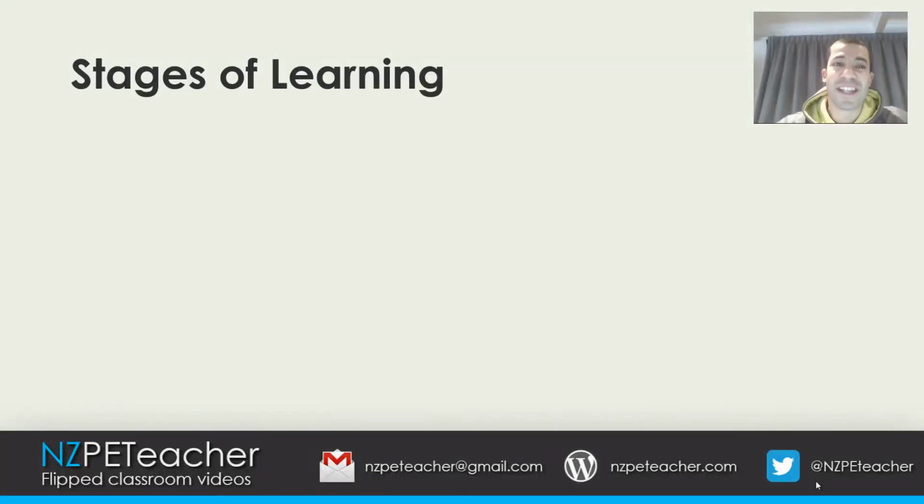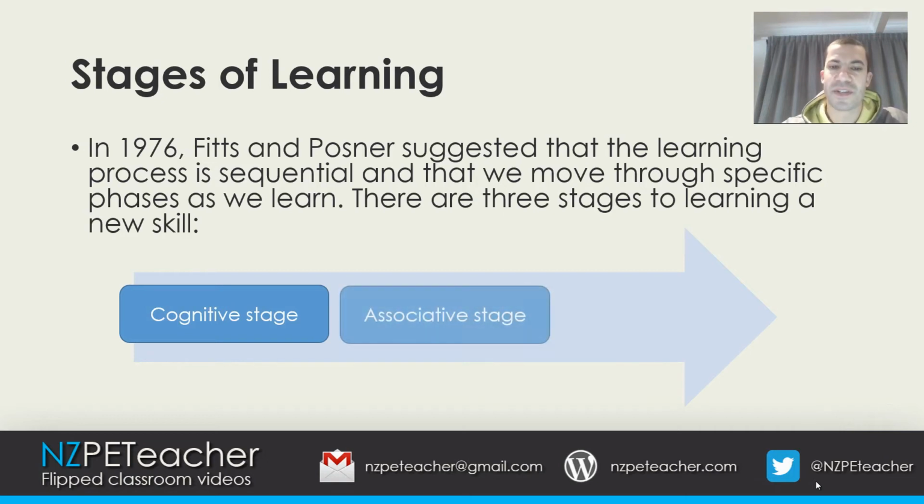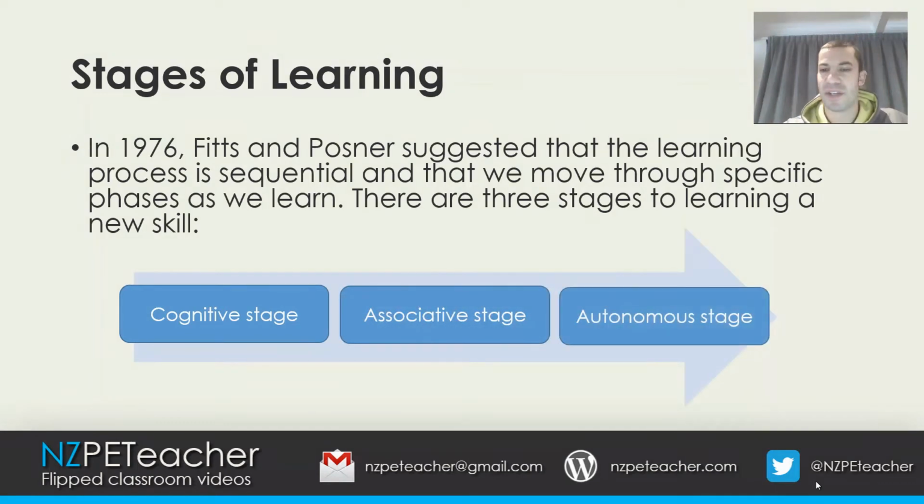Now we're going to have a look at stages of learning. When considering how skills are taught, we like to teach Fitts and Posner's stages of learning model. In 1976, Fitts and Posner suggested that the learning process is sequential and that we move through specific phases as we learn. There are 3 stages to learning a new skill. There's the cognitive stage, associative stage, and autonomous stage.